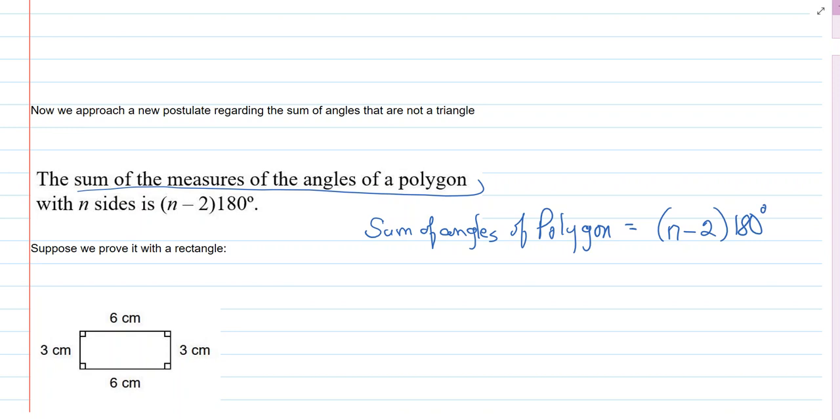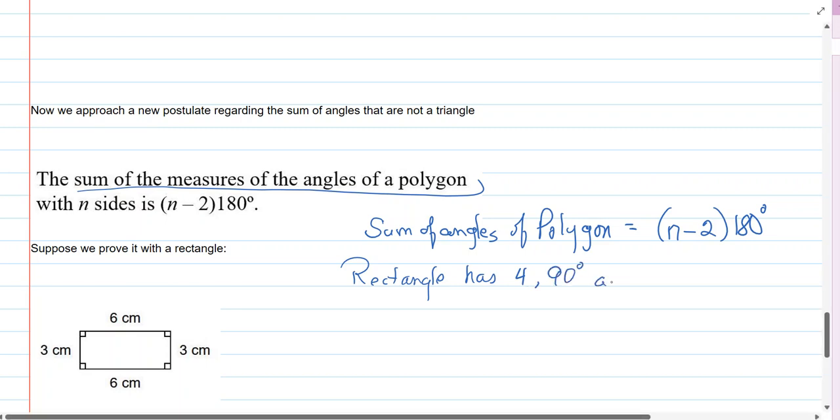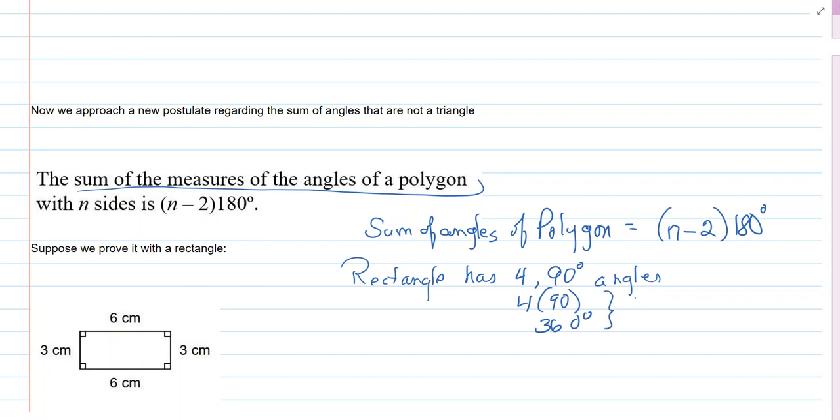So let's prove it, okay? Let's prove it with a rectangle. So we want the measure of the angles. A rectangle has 4 90-degree angles. So we have 4 times the 90. And that would give us 360 degrees. Okay, this is by definition. Let's use the formula.